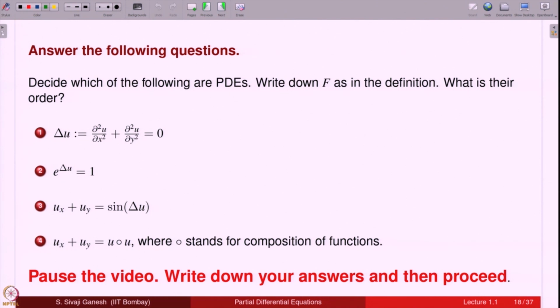So, Laplacian u, the first one is d2u by dx squared plus d2u by dy squared equal to 0. Next is e power Laplacian u equal to 1, Laplacian u is defined above. And this is ux plus uy equal to sine of Laplacian u. This is ux plus uy equal to u composed with u. So, this circle stands for the composition of functions. Now, at this point you must stop the video, think about the answers, write down the answers if you have, and then proceed, because the answer is going to come on the next slide.